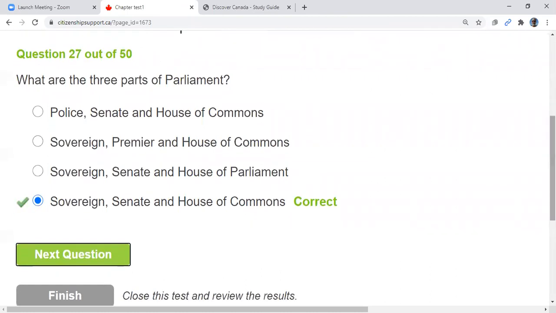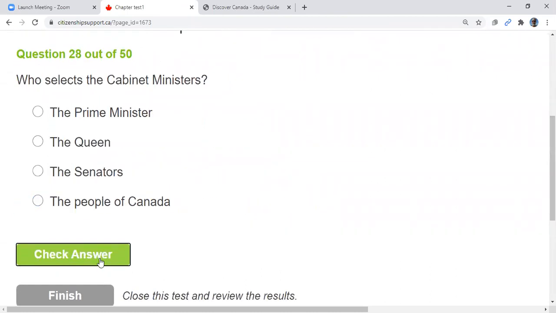Just move this down a bit. Okay, and then Diallo, could you do this one, please? Who selects the cabinet minister?